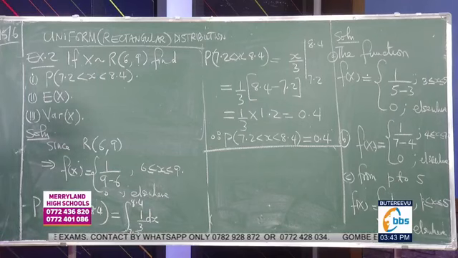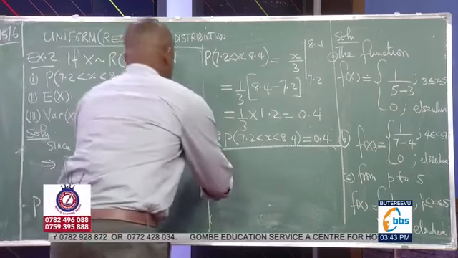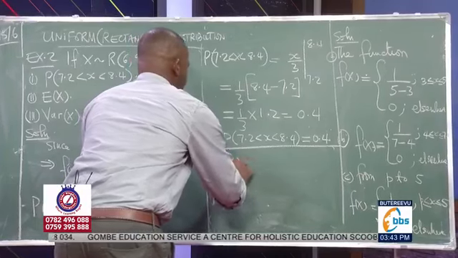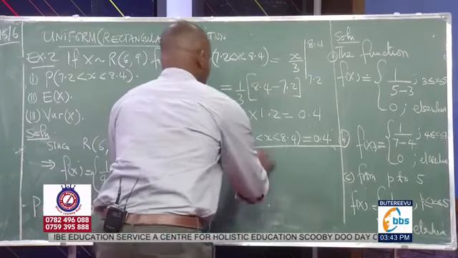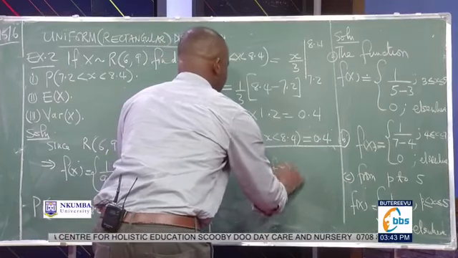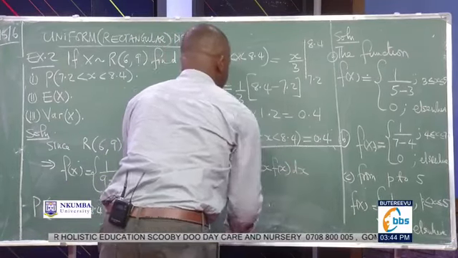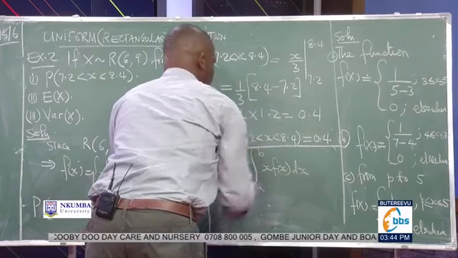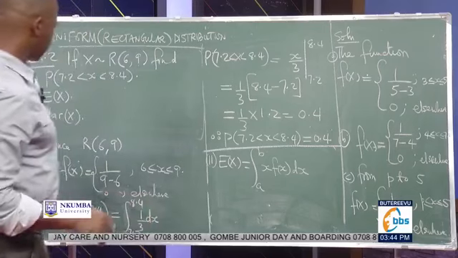The next part requires us to find the expectation. I'll simply generate the general expression that expectation of x, just like initially we saw, is the integral of x f of x dx from the limits given, say a to b. Find the expectation of x.